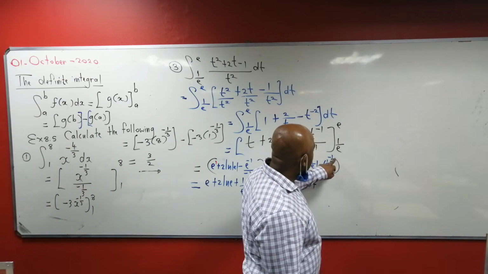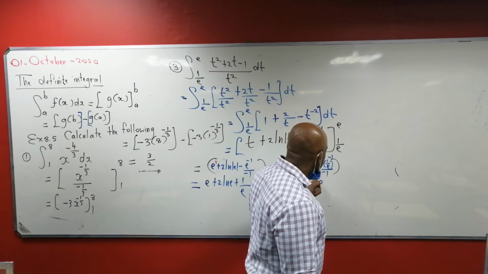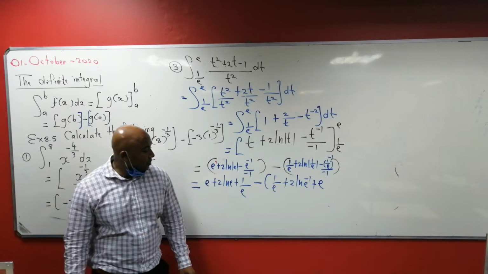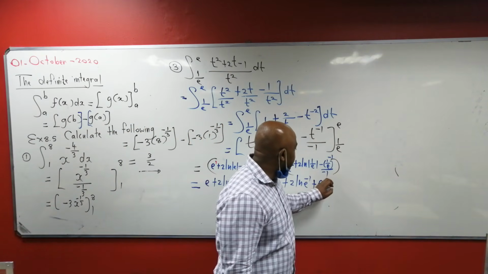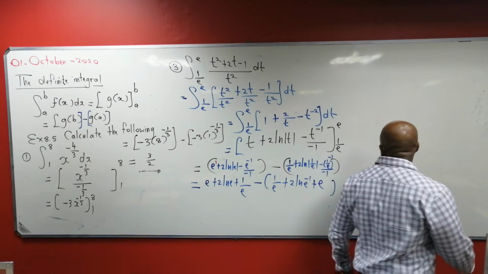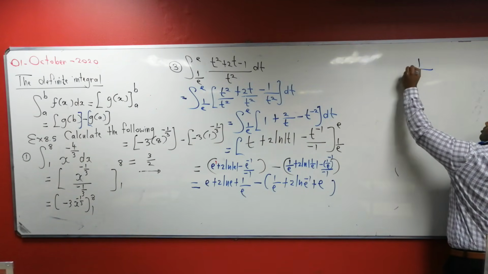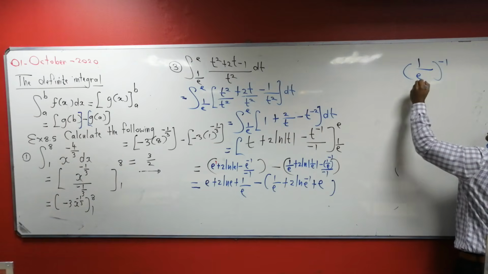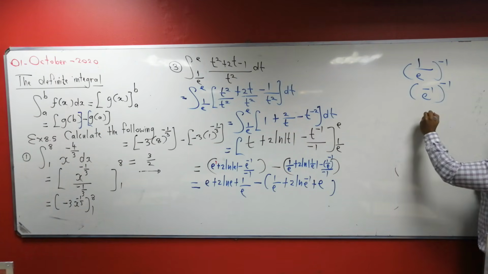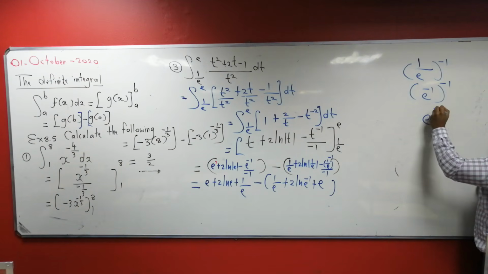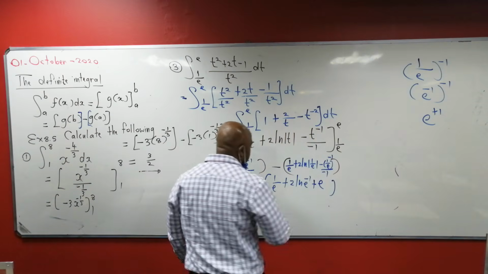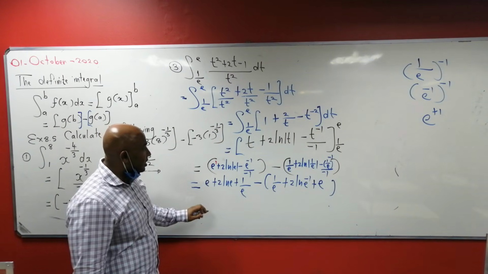So 1 over e to the power minus 1 is the same as just e. Okay, that is dealing with fractions. Alright. This is 1 over e to the power minus 1. Let me just explain to you what happened here. 1 over e to the power minus 1 is the same as e to the power minus 1 to the power minus 1, which is minus 1 times minus 1 is plus 1. That is exponent laws.